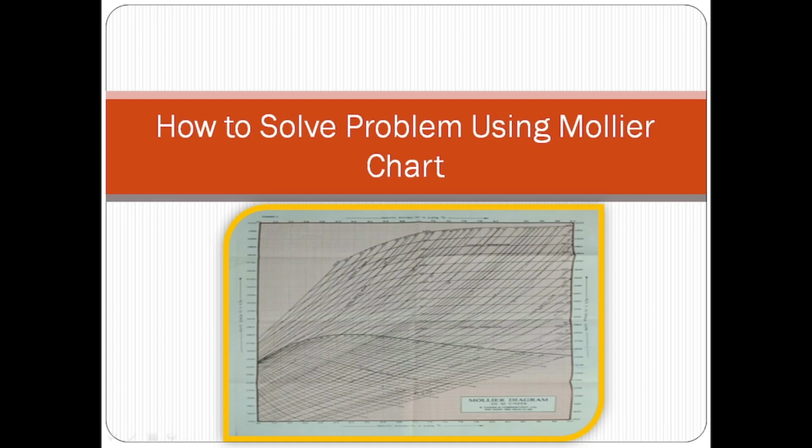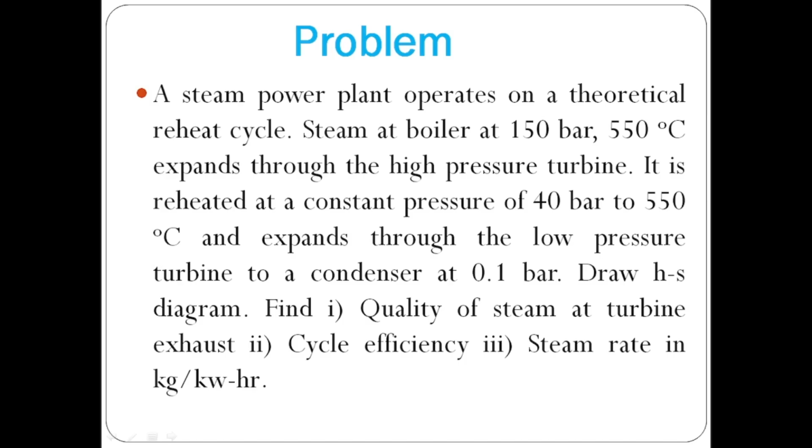Hello students, today I am going to discuss how to solve a problem by using the Mollier chart. I am taking one problem. The problem is like this. A steam power plant operates on a theoretical reheat cycle. Steam at the boiler at 150 bar, 550 degrees centigrade expands through the high pressure turbine.